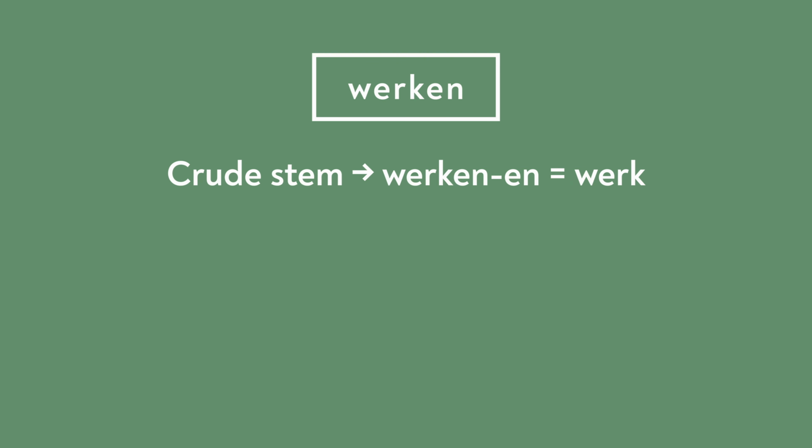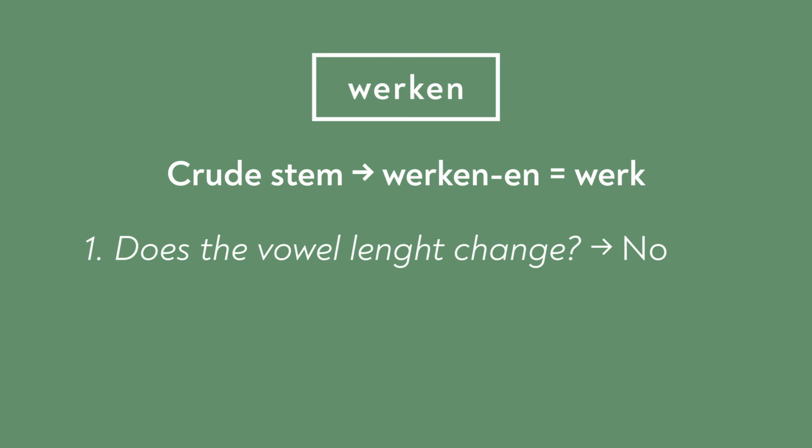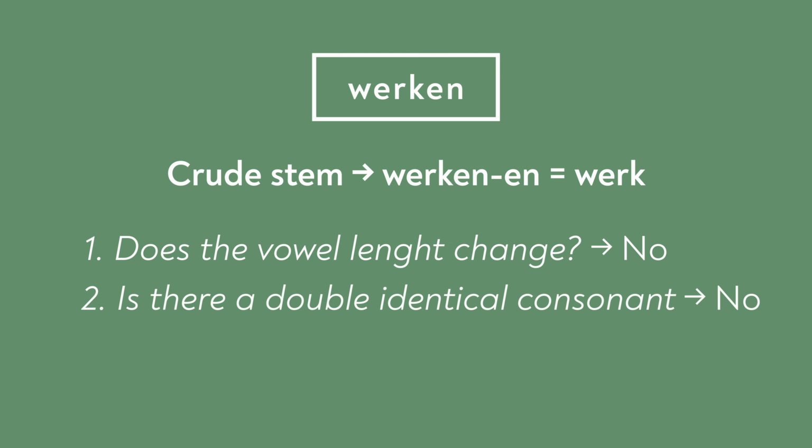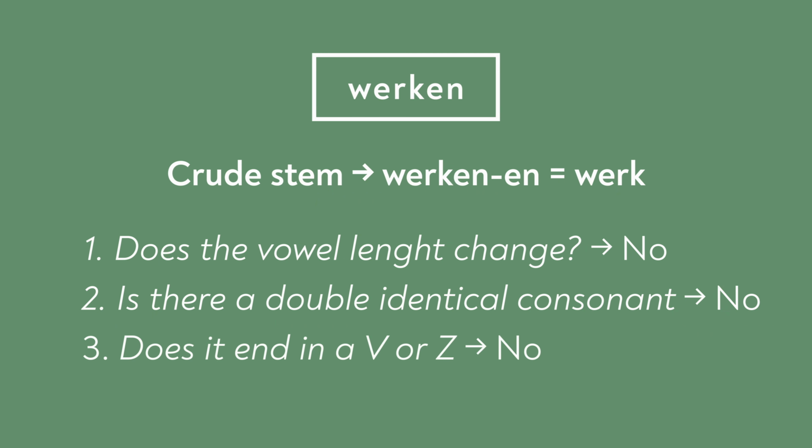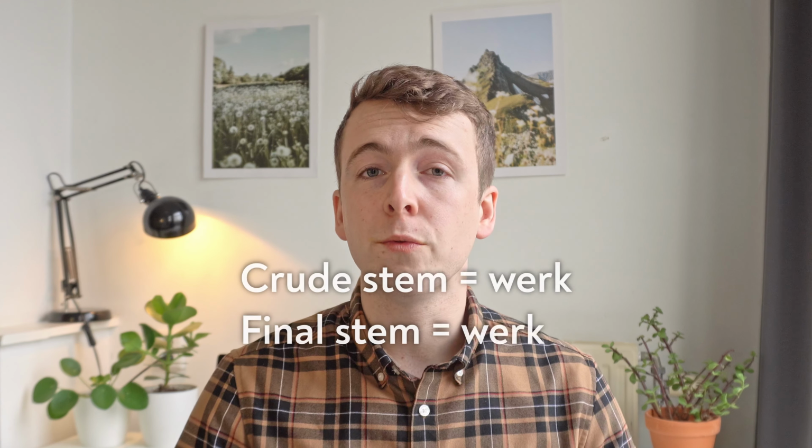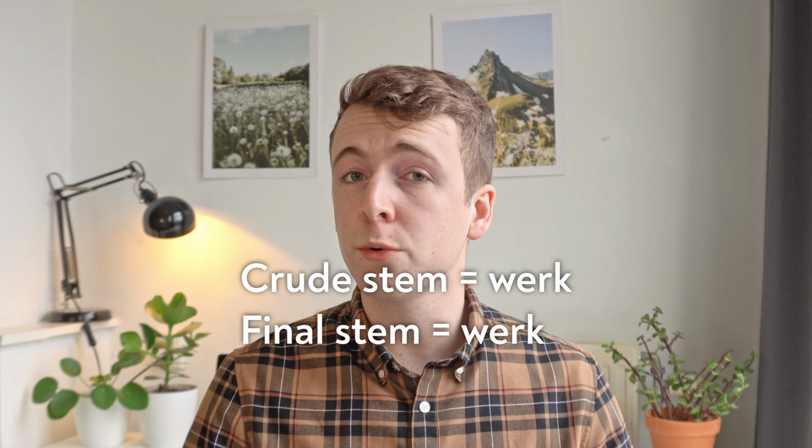Werken becomes werk. Werken is a short vowel infinitive. The E is pronounced short in both the infinitive verb and the stem. Werken, werk. As you can hear, the pronunciation of the E did not change. So rule 1 does not apply. Werk does end in a double consonant, but these are not double identical consonants. So rule 2 does not apply. And then werk does not end in a V or Z, so rule 3 does not apply. So the infinitive verb werken becomes werk. And this is the crude stem, and the crude stem is equal to the final stem.